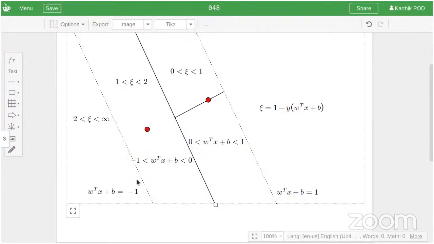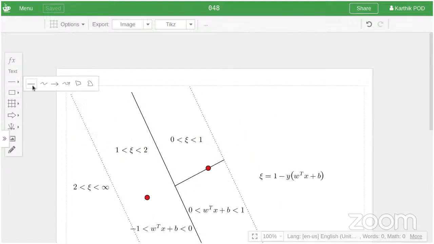Sir, when the red point is beyond the separating margin, then W transpose X plus B is becoming negative. Correct. And Y is still positive, no sir? Y is still positive, yeah. So it will again turn to positive only. Okay, yes. Right.